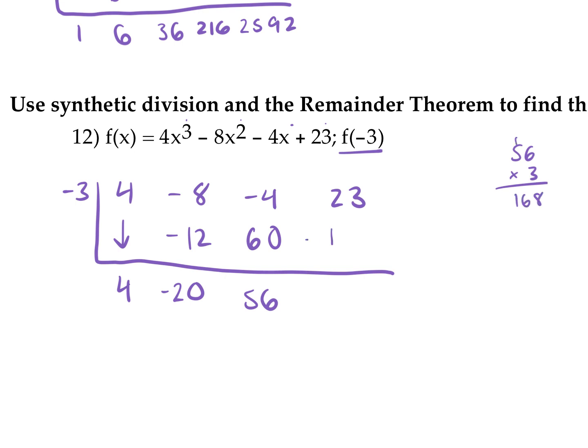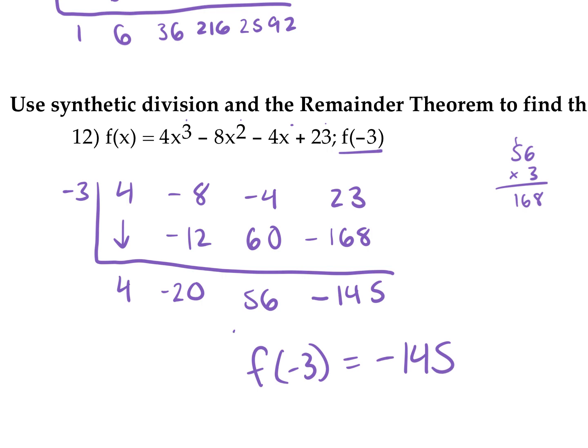168, negative 168. And then we add. So this would be negative 145. So f of negative 3 is negative 145.